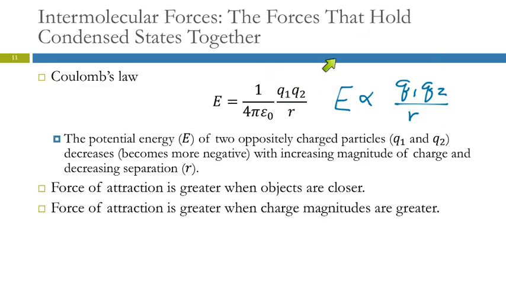So try to remember that the energy is proportional to Q1 Q2 over R. And then you can reason out a lot of the things that we need to be able to predict. So force of attraction is largest when the objects are close and when the charge magnitudes are greater.